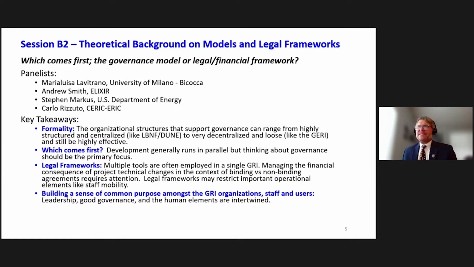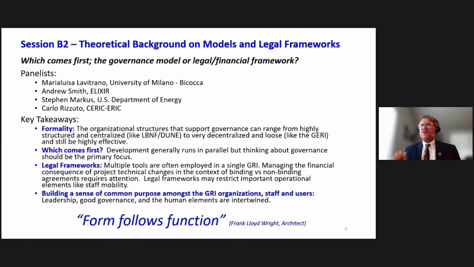And what was clearly identified as well is that some of these legal frameworks can really restrict important operational elements for things like, for example, staff mobility, staff pay structures can really be hampered by these legal frameworks and people's understanding of them. And lastly, building this sense of common purpose, again, going back to that human element, to build that sense of common purpose around GRI and to tie it to governance really is about leadership and really understanding the human elements and bringing those things together.